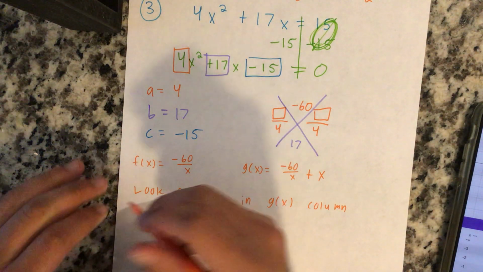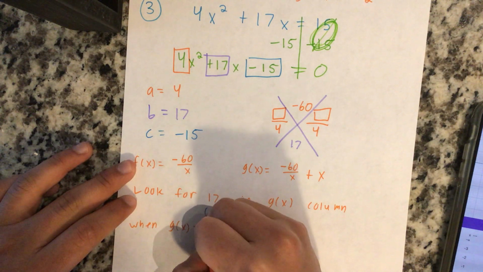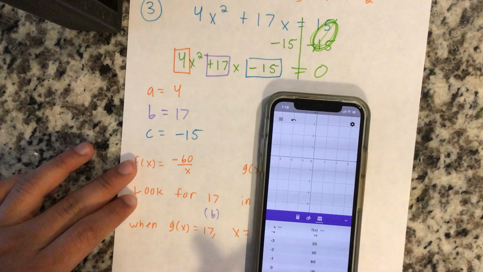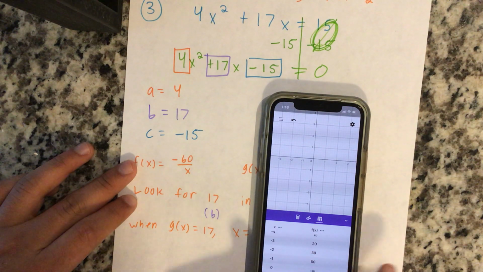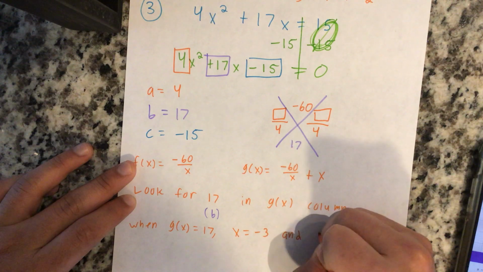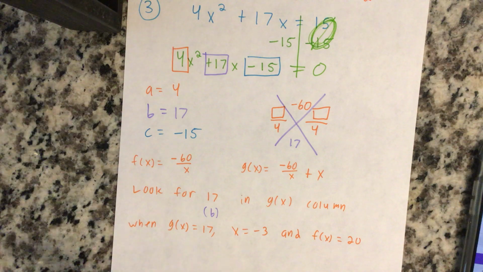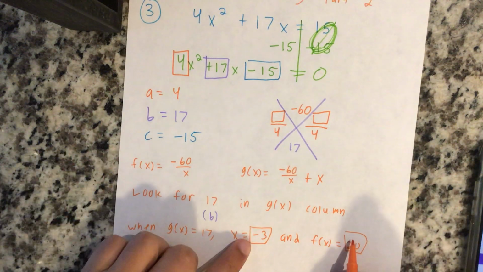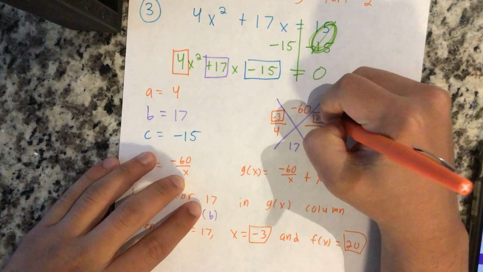So, when g of x equals 17, x equals negative 3, and f of x equals 20. So I'm gonna write that down. X equals negative 3, and f of x equals 20. Okay? So, remember we take these numbers, boom, box it, and we put them up here. So I have negative 3 and 20.